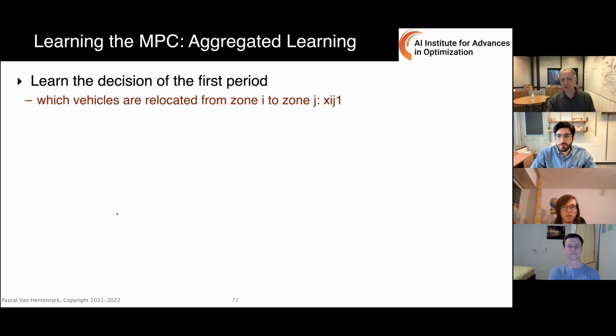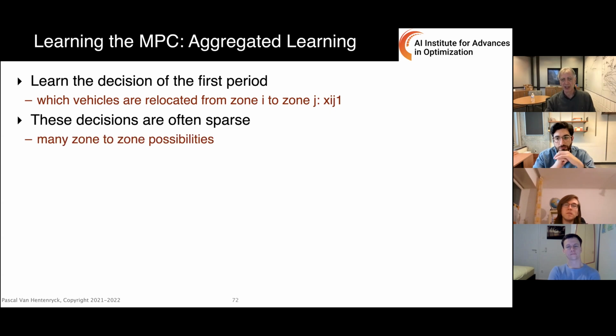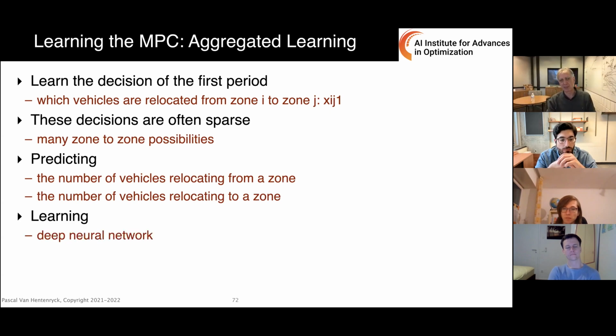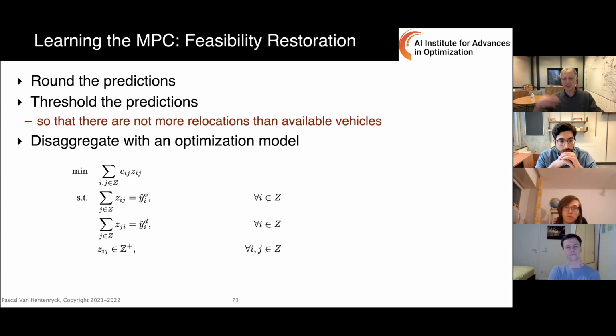The only thing that we really need to learn is which vehicles have to be relocated from zone I to zone J in the first period. And since that's very often way too sparse, what we do is we simply predict the vehicles that are relocating from zone I and the vehicles which are relocating to zone J, for instance. And so once again, you use a deep learning network to do that. And then you disaggregate once again using a transportation model, trying to see which vehicles are going to go where, based on the vehicles that have to leave and the vehicles that have to come in various zones. So once again, polynomial time to restore feasibility.